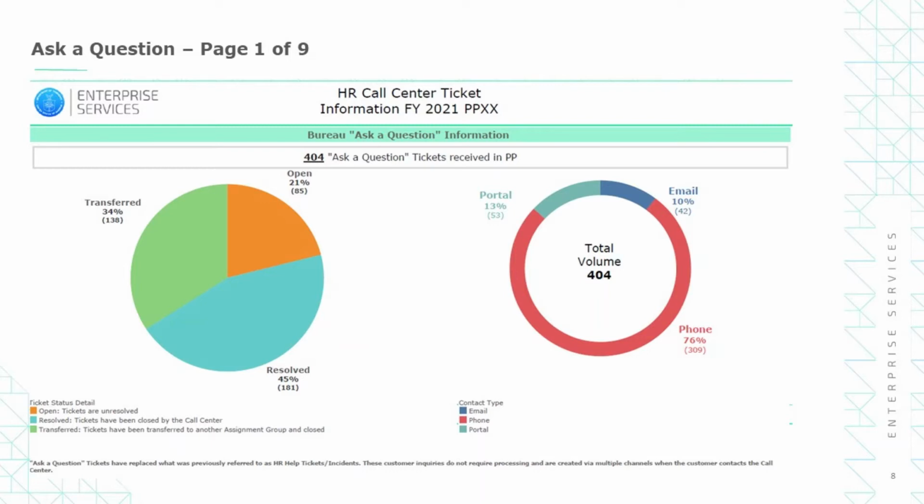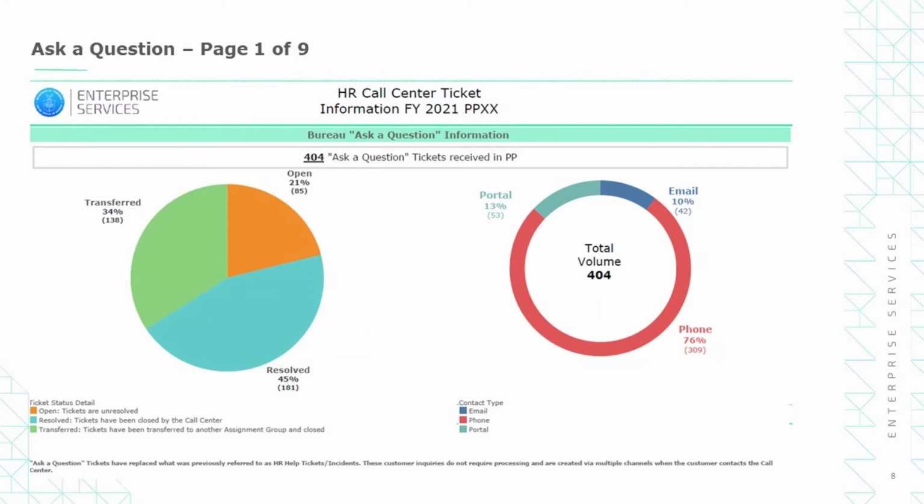We'll be walking through each section of the snapshot, including analytics on Ask a Question tickets, PAR processing, payroll processing, benefits processing, general trend reviews, as well as others.